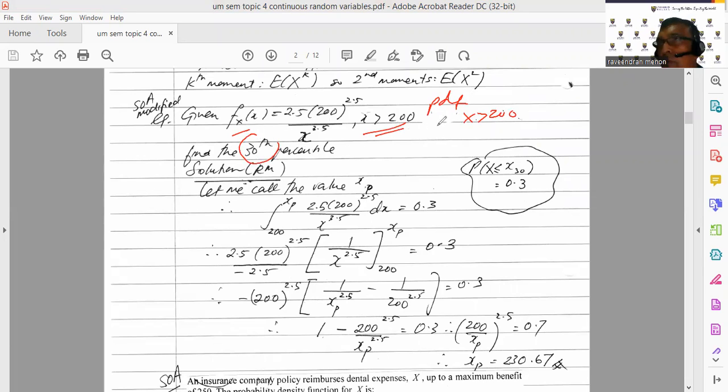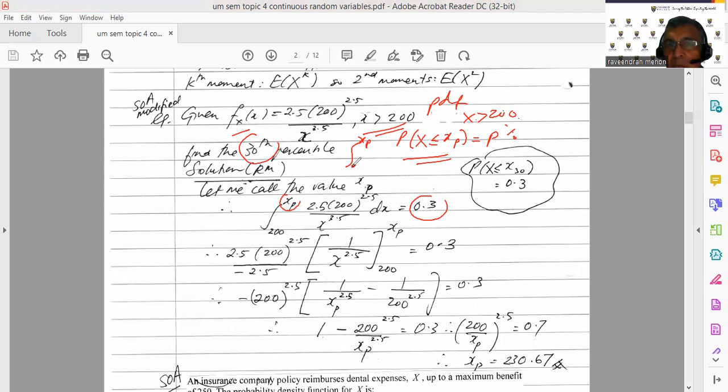The thinking is more important. Who cares whether it's 30th or 40th or whatever? All we're thinking of is this: probability x less than or equal to xp will be equal to p%. So in our case it is the 30th percentile, so the probability must be 0.3, 30%. So this is an integral, and we are stopping at xp, as you can see.